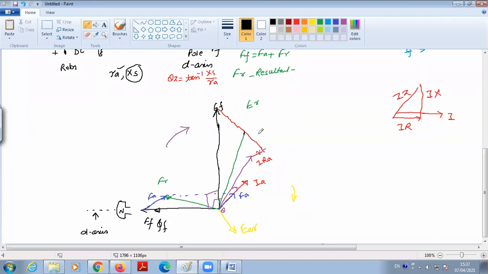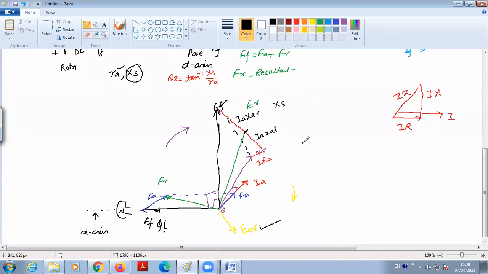So this part is IAXAL, the armature leakage reactance drop, and this part is because of the armature reaction. So this is IAXAR, armature reaction reactance. The addition of these two is called the synchronous reactance Xs, and this is called the synchronous impedance.